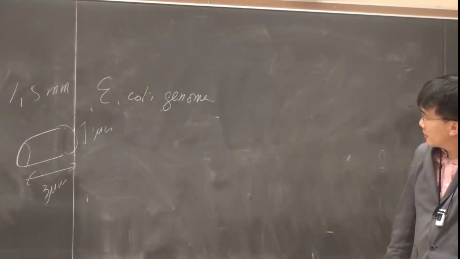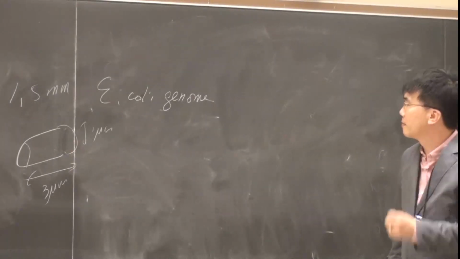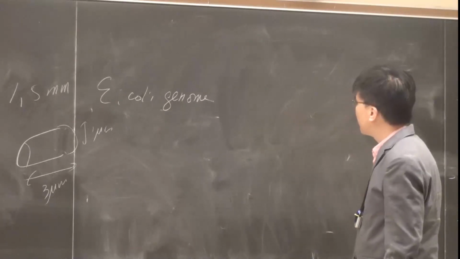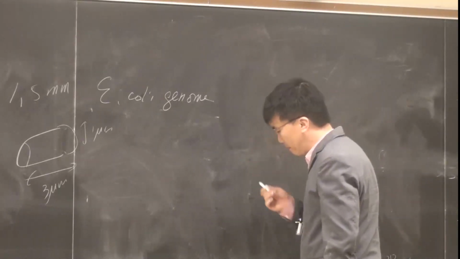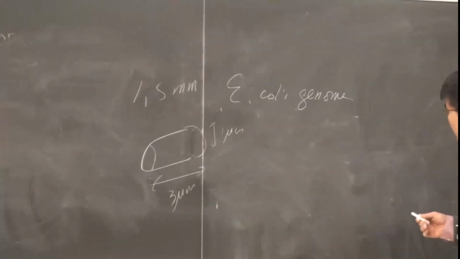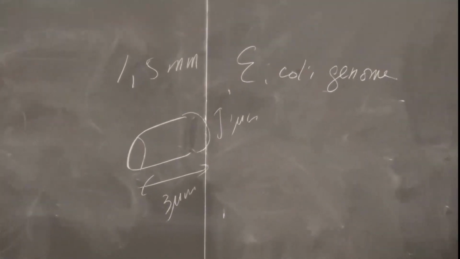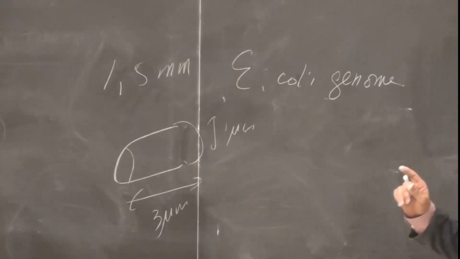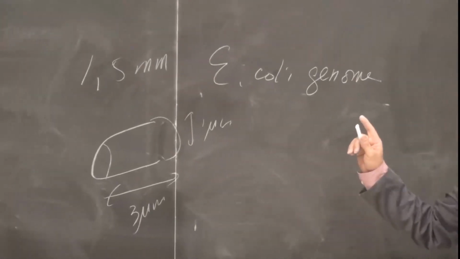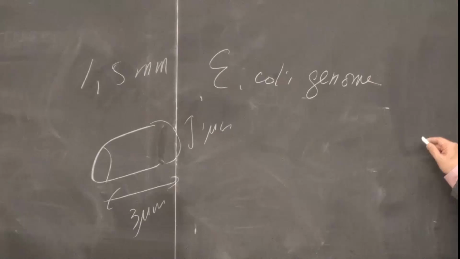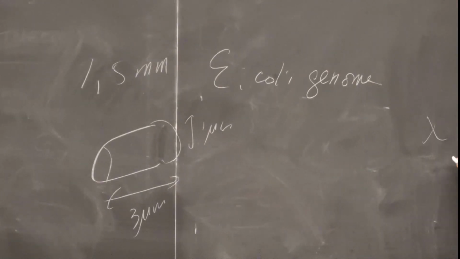I will not do the calculation now. But there's another genomic DNA called lambda DNA. Lambda DNA is taken from a phage called lambda phage. A phage is a virus that infects bacterium.